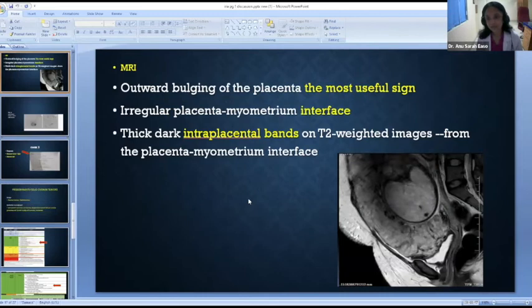And what are the MRI findings? This is our case where we can see the most useful sign described, the outward bulging of the placenta, which is seen here, and irregular placental myometrial interface and thick, dark intraplacental bands. So as you described previously, there were multiple flow voids, prominent vessels, and there were dark septae within the placenta.